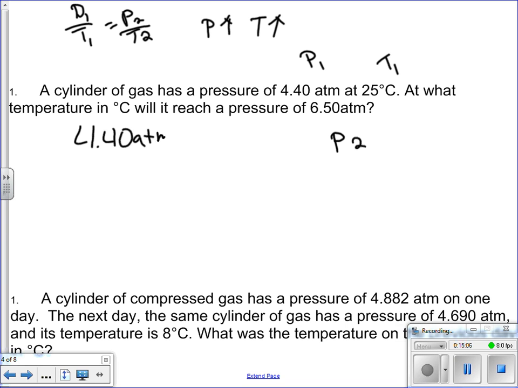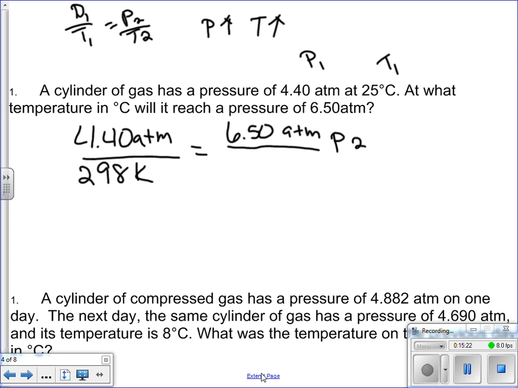So 4.40 atmospheres divided by 25 degrees Celsius plus 273 gives me 298 K. We have 6.50 atmospheres divided by T2. Solving in the denominator, one thing that you can do is flip each side so that you're not solving in the denominator. I'm not going to go through the algebra for this because I was taught something differently than you were. So you multiply and divide.